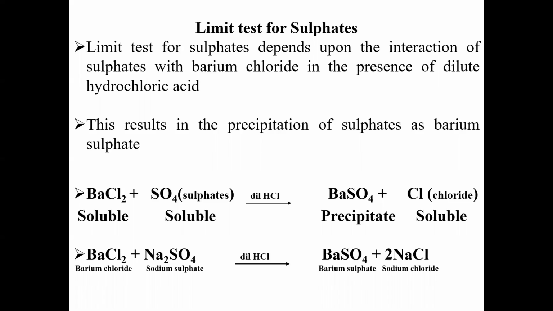So the reaction is as follows. When you take barium chloride and treat it with standard sulfate solution, that is sodium sulfate, in the presence of dilute hydrochloric acid, we get barium sulfate precipitate and sodium chloride as the soluble product.